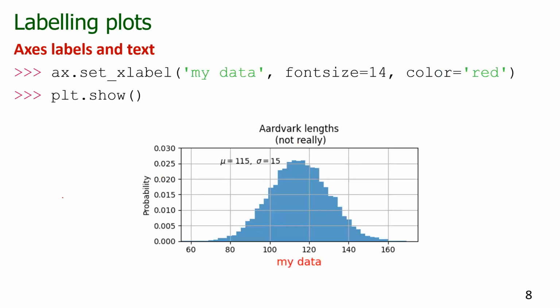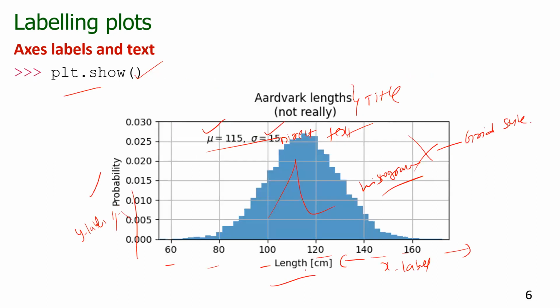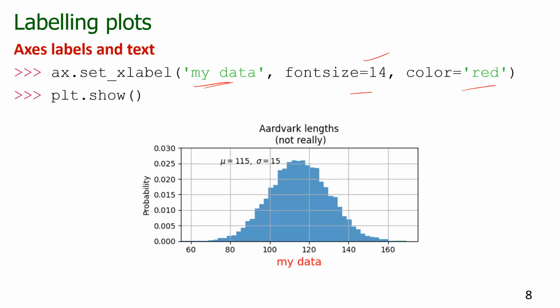This is another example. Here you can see ax.set_xlabel, you are changing the color of that x label. Suppose my data, font size equal to 14, color equal to red. In the previous diagram we had the label length. Now that is changing. The x label is my data, font size equal to 14, color equal to red. So you can customize this also using this method.